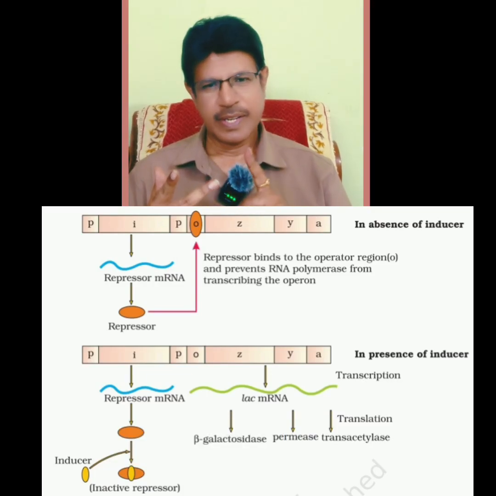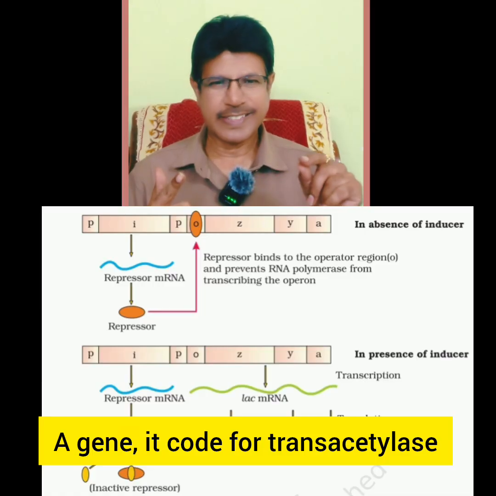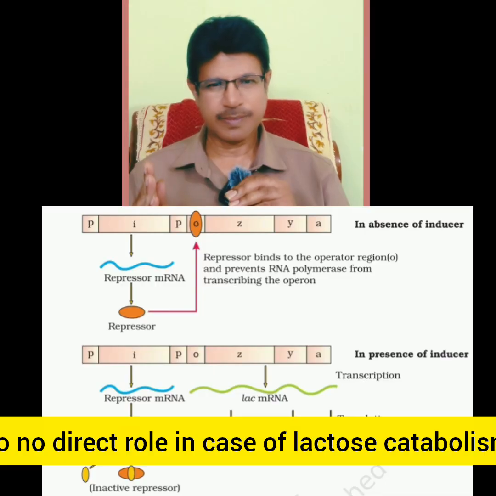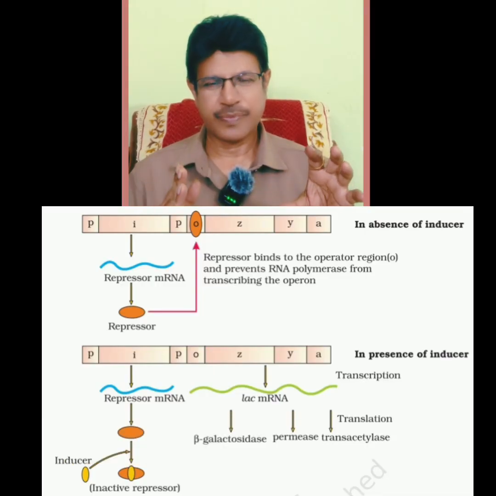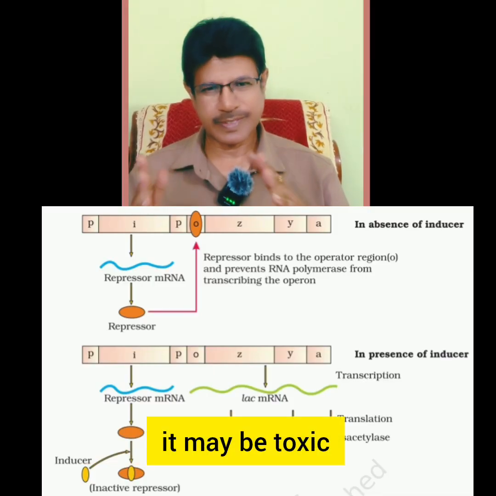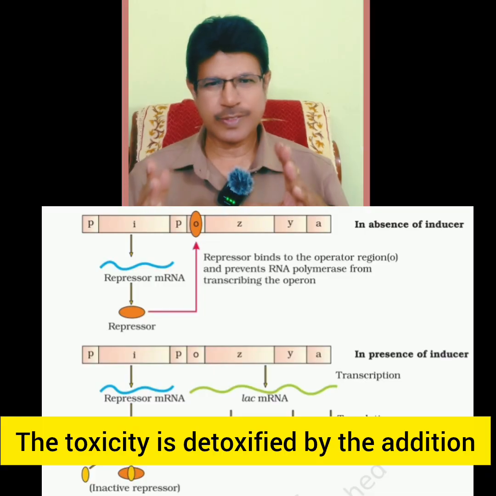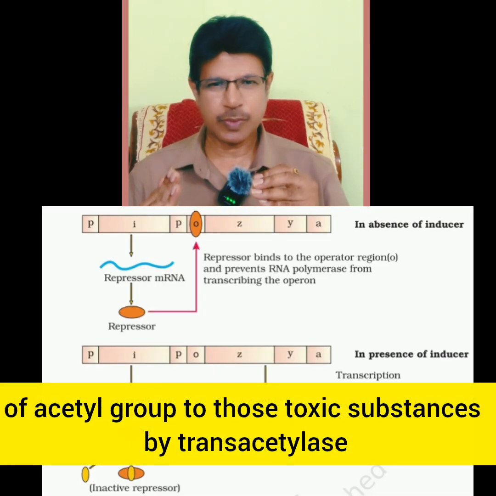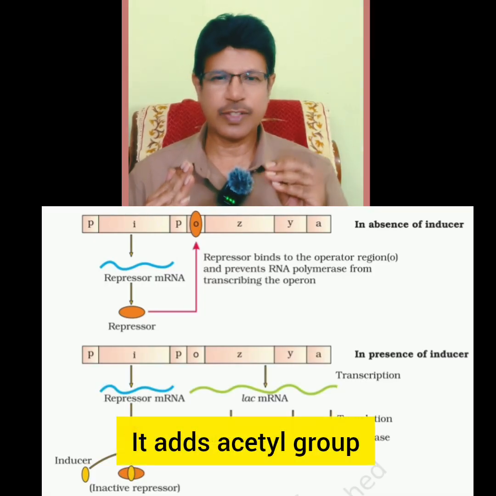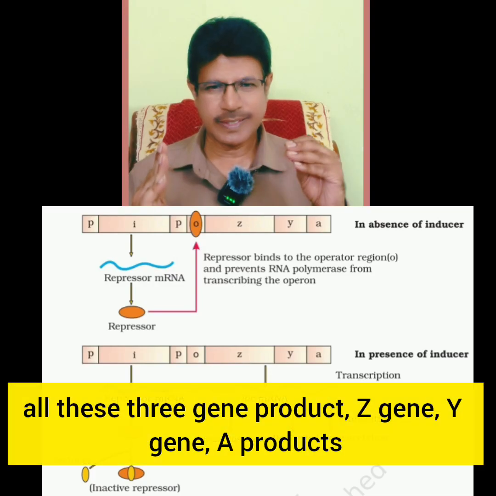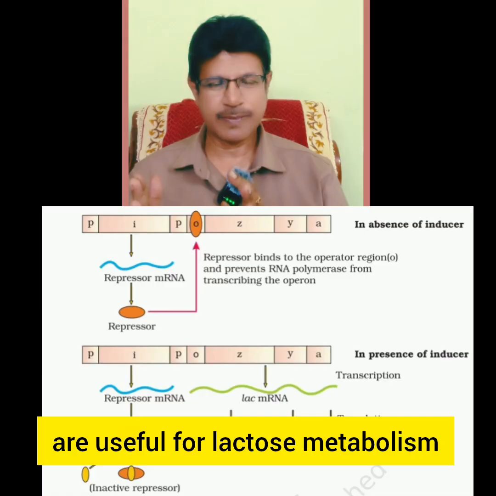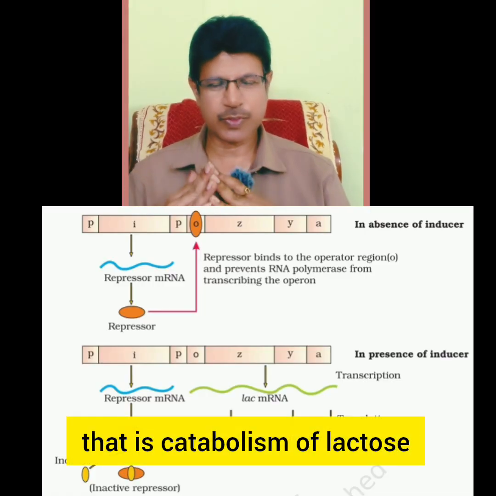And the A gene codes for transacetylase. It has no direct role in lactose catabolism, but it is an accessory protein. During metabolism, many byproducts are formed. Some of the byproducts may be toxic. The toxicity is detoxified by the addition of an acetyl group to those toxic substances by transacetylase. So overall, all these 3 gene products, Z, Y, and A, are useful for lactose metabolism, that is catabolism of lactose.